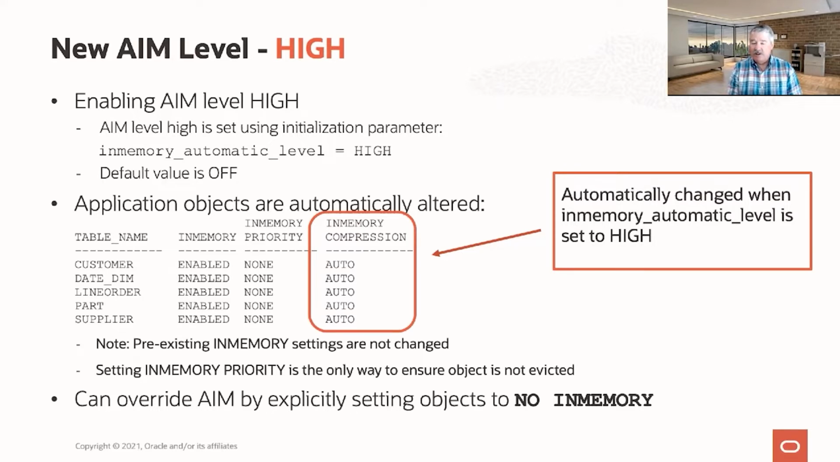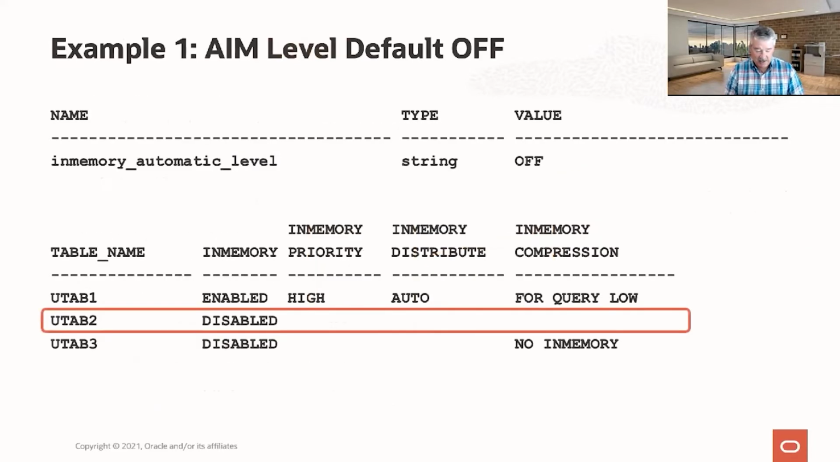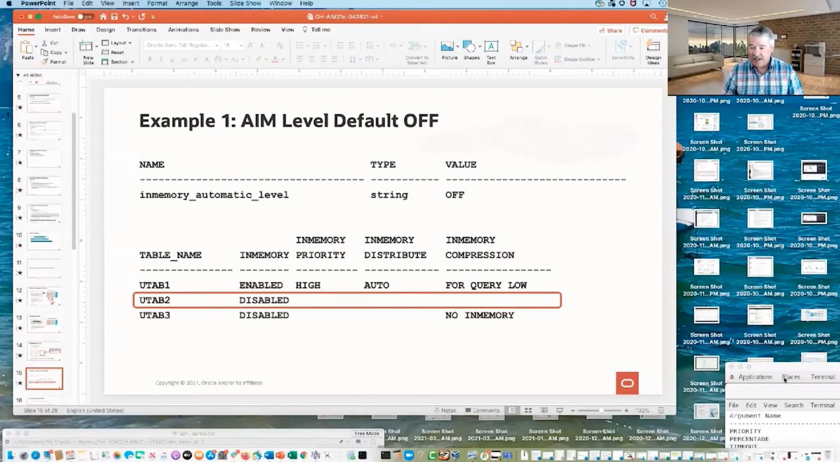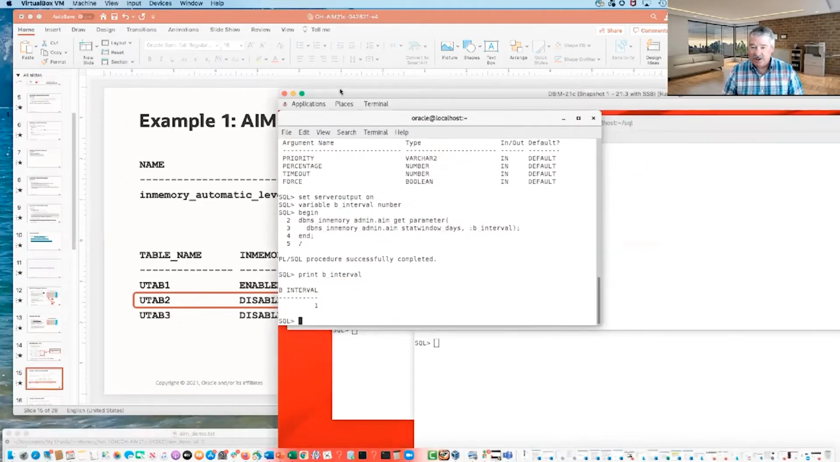You can override the AIM behavior by explicitly saying, well, you know what, I never want this object to be in the column store. I just don't, for whatever reason. So with that, I have a bunch of slides that I did, but I'm going to skip over them and do that demo instead. So let's just show you how this works.